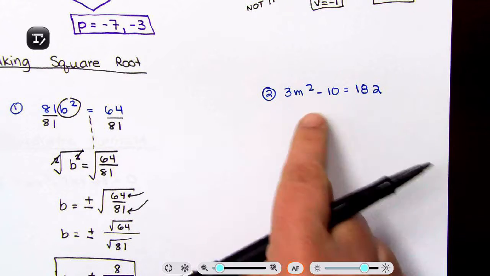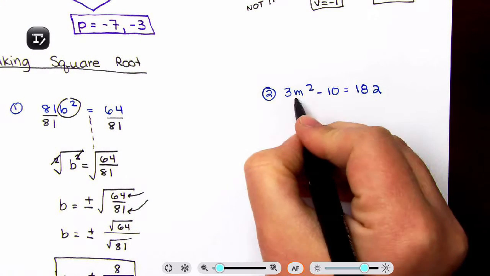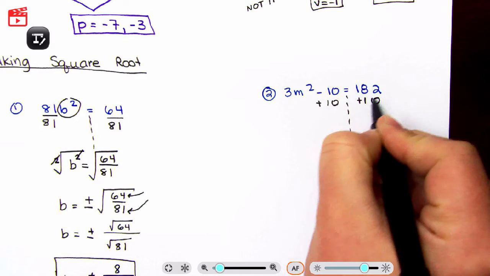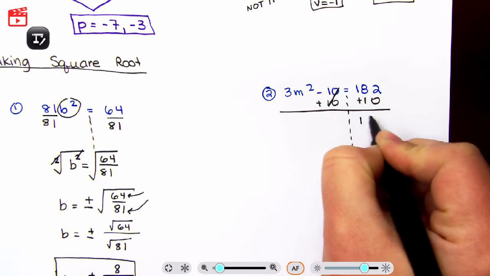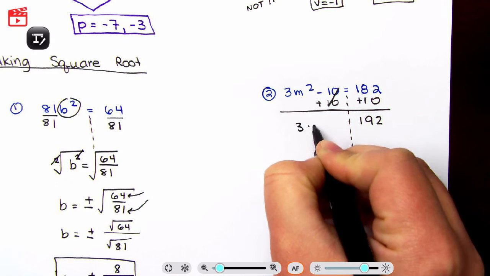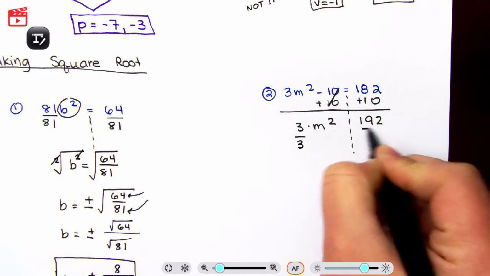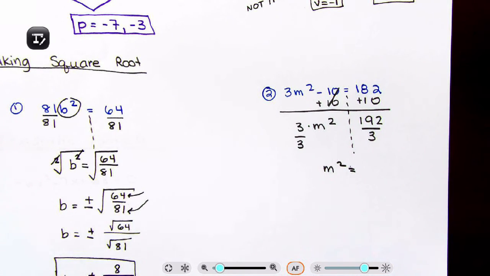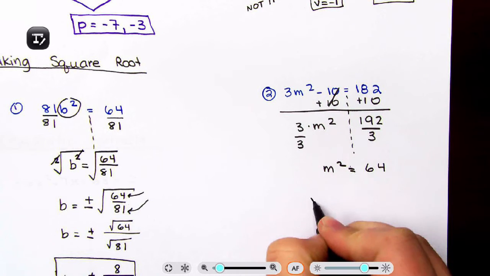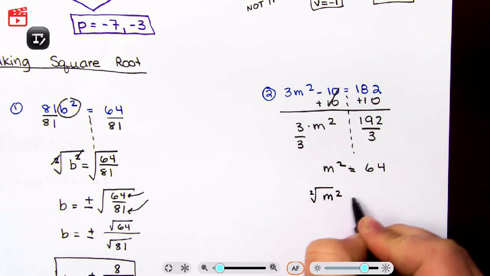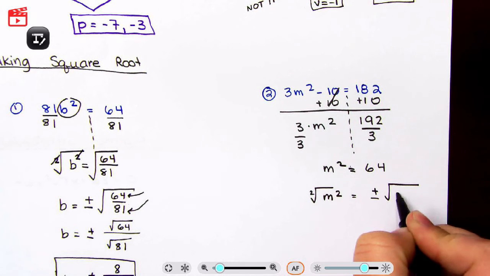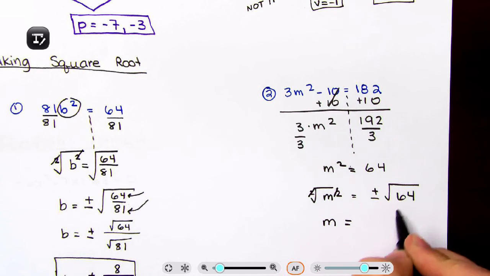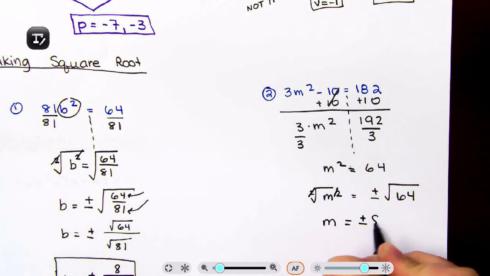Moving on to example number 2 for taking the square root. Notice that there are two things attached to m squared, so I'm going to add 10 to both sides. So I have 192 left over. I have 3 times m squared. Dividing by 3 on both sides, m squared is equal to 192 divided by 3, which is 64. Taking the square root of both sides, plus or minus always. So these two go away, they undo each other. The square root of 64 is 8. I have a plus or a minus.